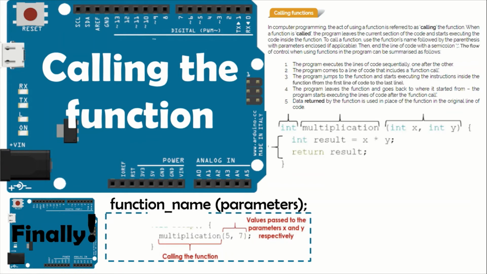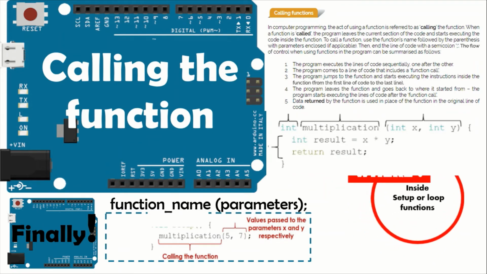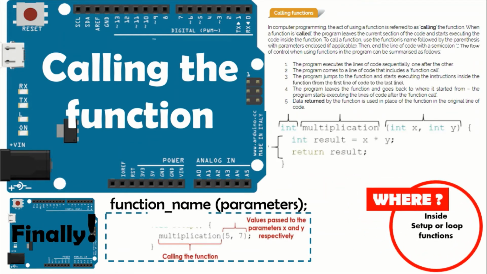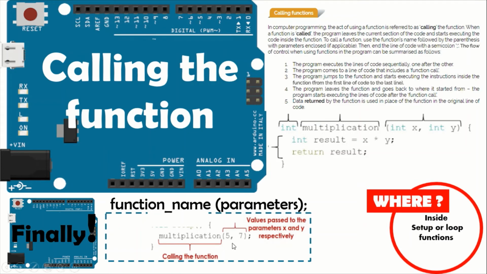And that's it. One last thing we have to take into consideration is where to write this line of code to call the function. Actually, you can call it inside the setup if you want it to run only once, and inside the loop function if you want it to be repeated. So now let's go to TinkerCAD and write code using a function.